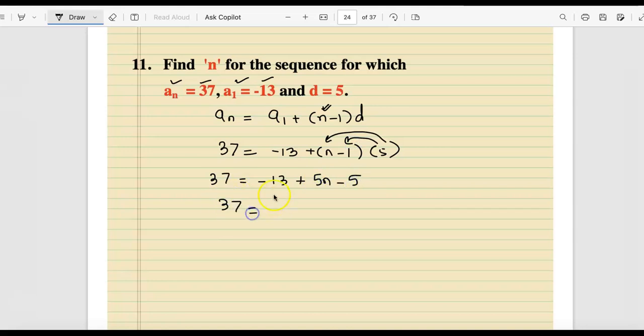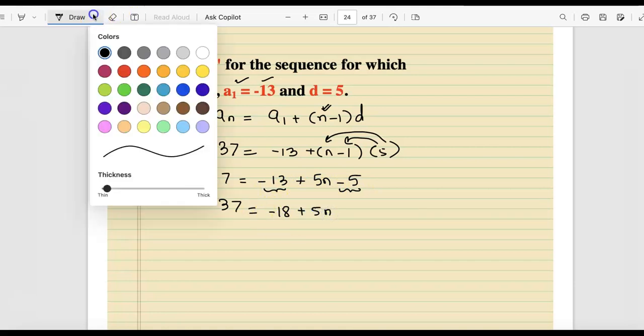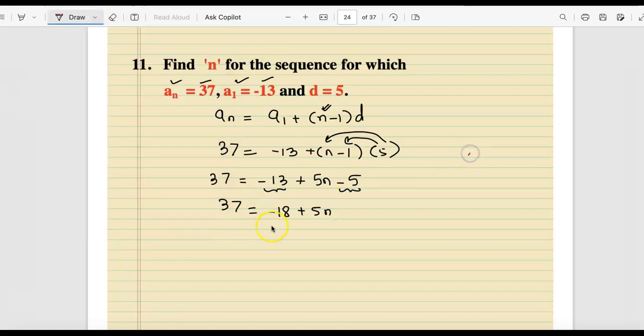So 37 is equal to, these two are like terms over here. You can use your calculator. Negative 13 minus 5 will give you negative 18, and you are not doing anything to this. Now I'm solving equations, so I can add 18 to both sides over here.